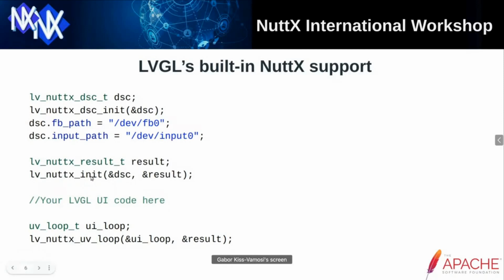After that, you need to actually create an LVGL display and LVGL input device from these settings. You can do it by calling lv_nuttx_init, and the result will be stored here. Here you will find a pointer to the LVGL display and the pointer to the LVGL input device and all the related stuff. And finally, you just need to call a uv loop passing these results. So it will take care of everything, create the timer, pause it and resume it when needed. And that's it.